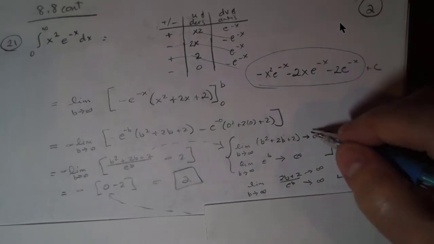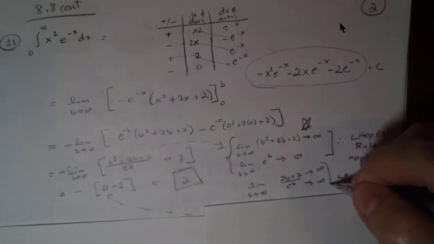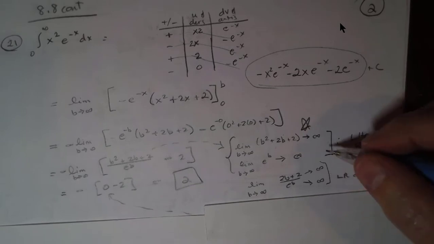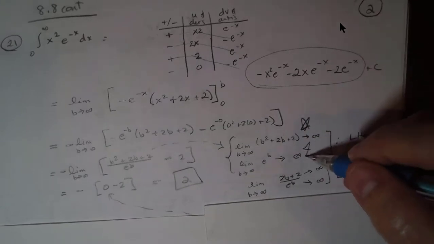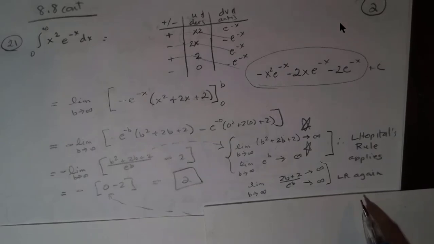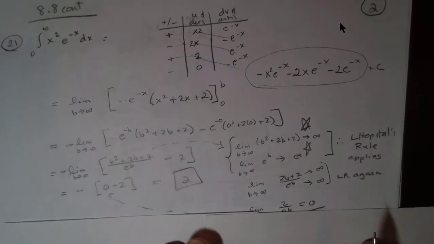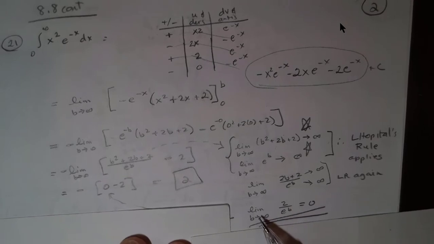And remember, we want to write it like this, not like this. Do not do it like this on the AP exam. Multiple choice, no one's going to look at your work, that's fine. Free response, do it like this. Okay? And again, L'Hopital's rule applies. So taking the derivative gives us the limit as b goes to infinity of 2 over e to the b. And now you can see why this is 0.